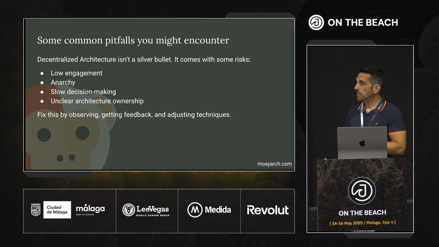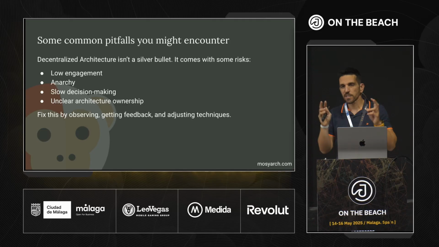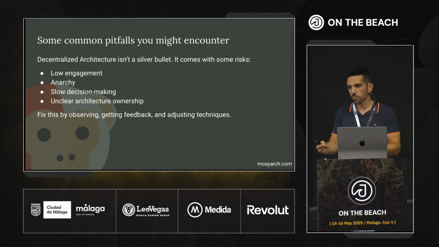Second one is anarchy. There are always people that will see the centralized architecture, or they will see an invisible architect, as a possibility to do whatever they want. But then again, this is about talking to people, like, hey, we have a direction. It's not that you can do whatever you want. You have to go according to the plan.